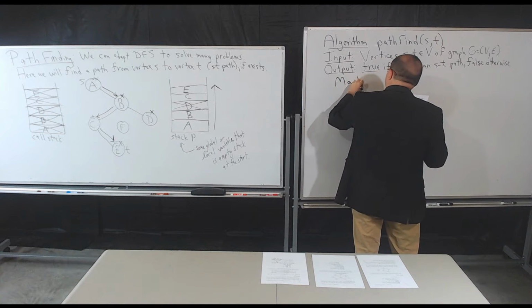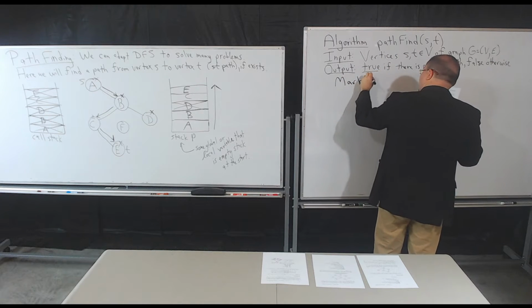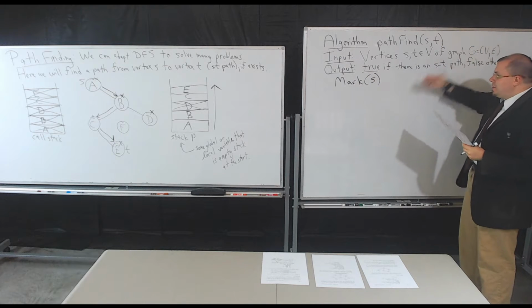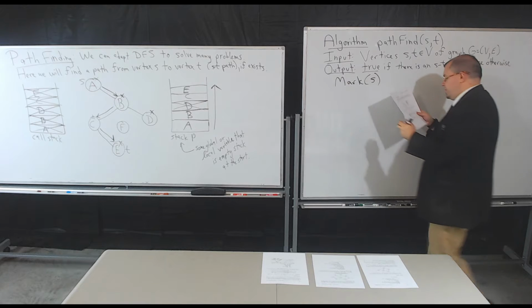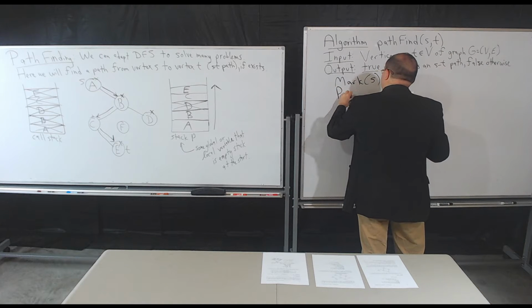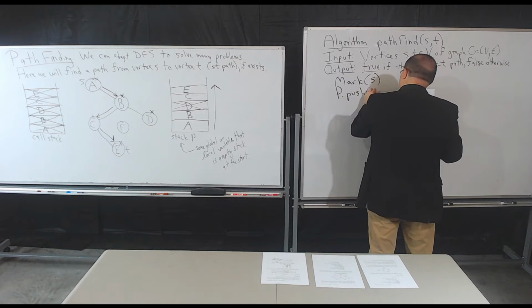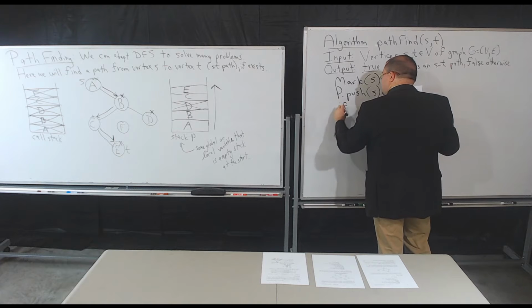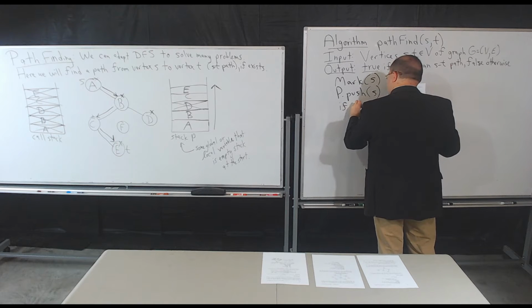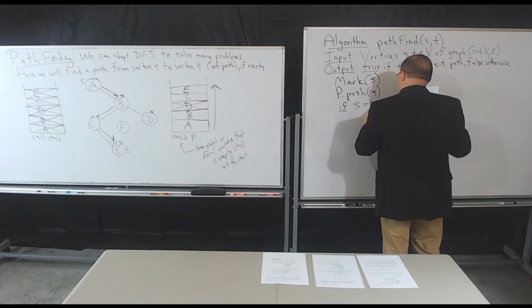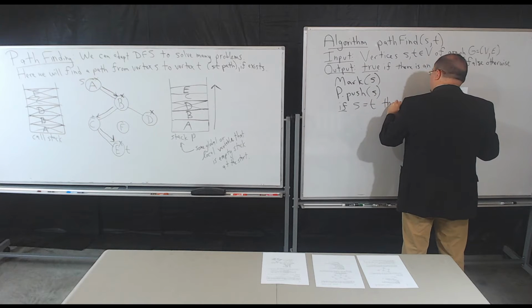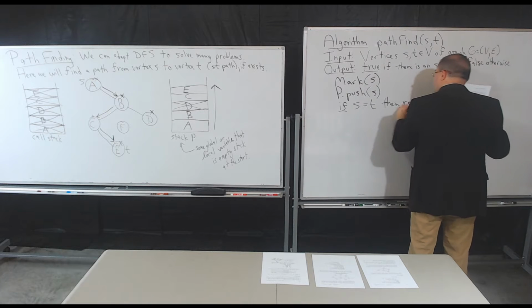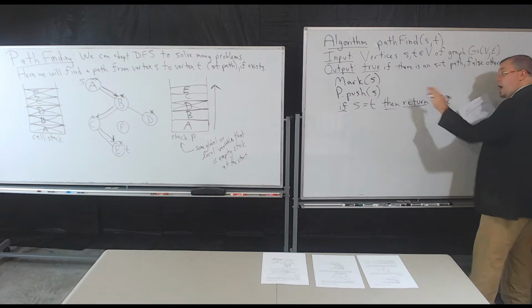I mark the vertex that I'm at. Now, note that I don't have a U here, I have an S and a T, so I'm going to mark S as if that was my starting vertex. And then I'm going to push into my stack. Remember, after I mark it, I push it into the stack. So I'm going to push S in there. And then I check. Is S equal to T? If it is, then what did I do? I return true. Otherwise, what did I do?